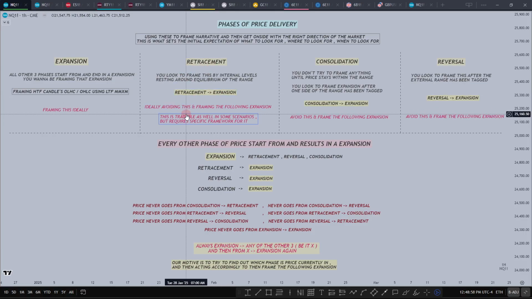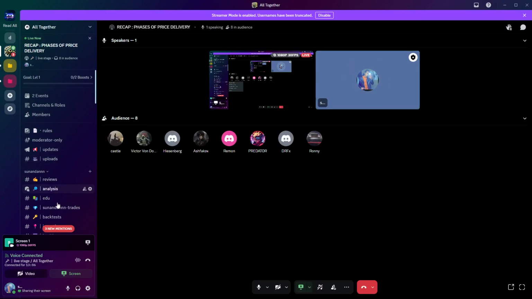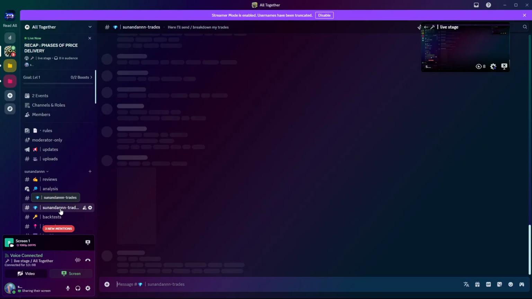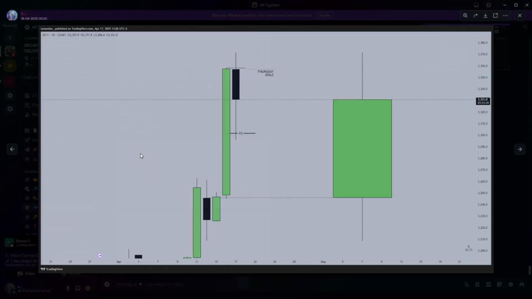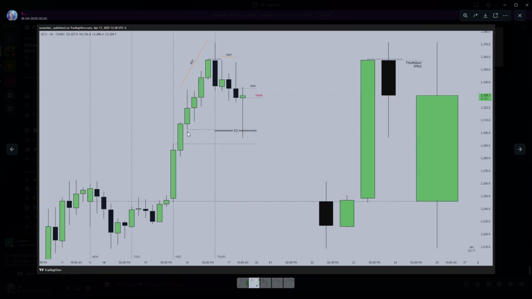I do trade it just like how I did it on Friday. My gold trade was a kind of retracement idea. Framing it till where? Around equilibrium of the range, internal levels resting around equilibrium of the range. Makes sense? Which I just shared. I framed the retracement till there.